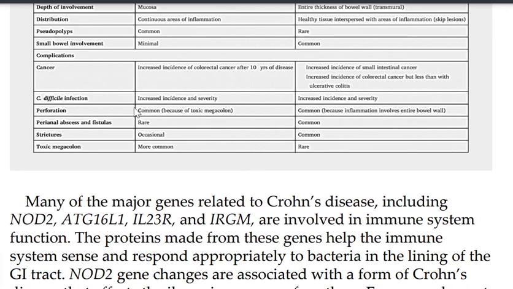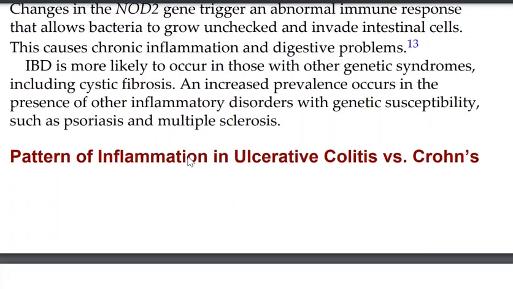Perforation, okay, now I want you to look here. It's common because of toxic megacolon in ulcerative colitis, but it's also common in Crohn's because of the inflammation of the entire bowel wall. So we're really going to have to investigate what is different and what's the same. Be aware, draw it out on a piece of paper if you have to. And then strictures, which means tightening of the colon, are common in Crohn's, occasional in UC, and toxic megacolon is more in ulcerative colitis. So that chart might be really important for you to look at, okay?